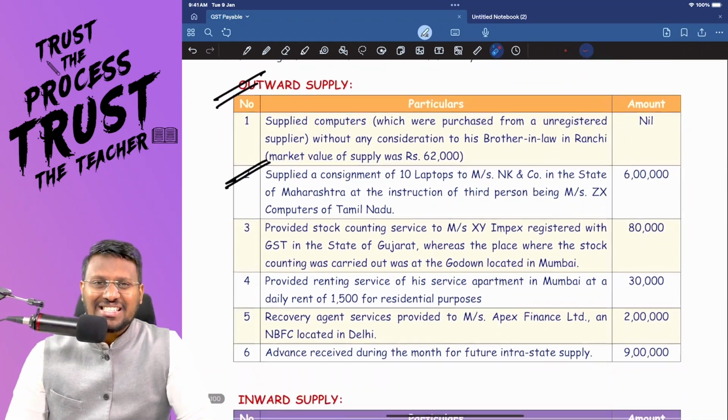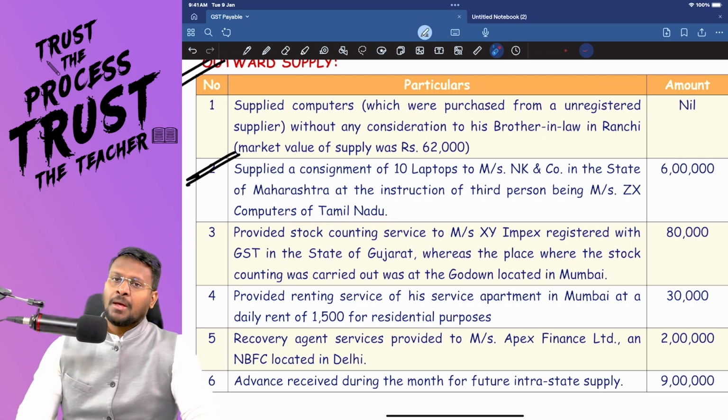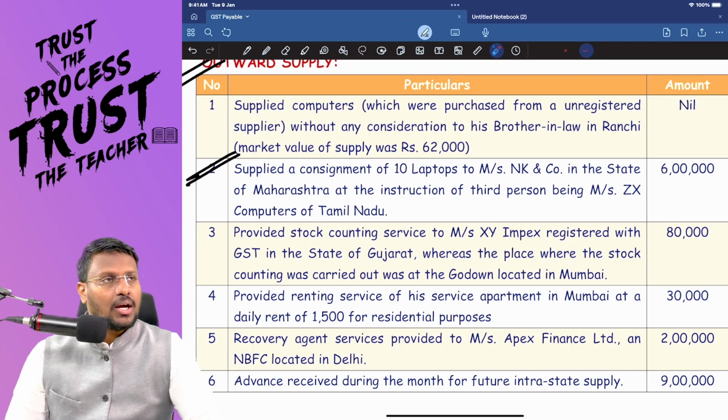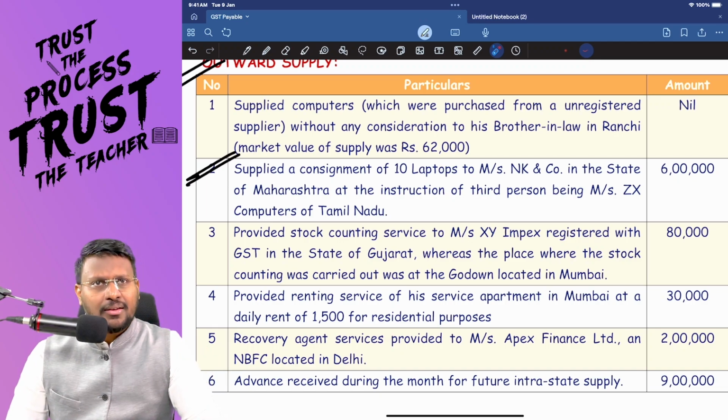So it's an intra-state supply at the instruction of a third person, being Messrs. ZX Computers of Tamil Nadu, which is 6 lakh. So my dear lovable students, actually there are 3 parties in the transaction. Whenever 3 parties are there, it will be treated as a bill to ship transaction.